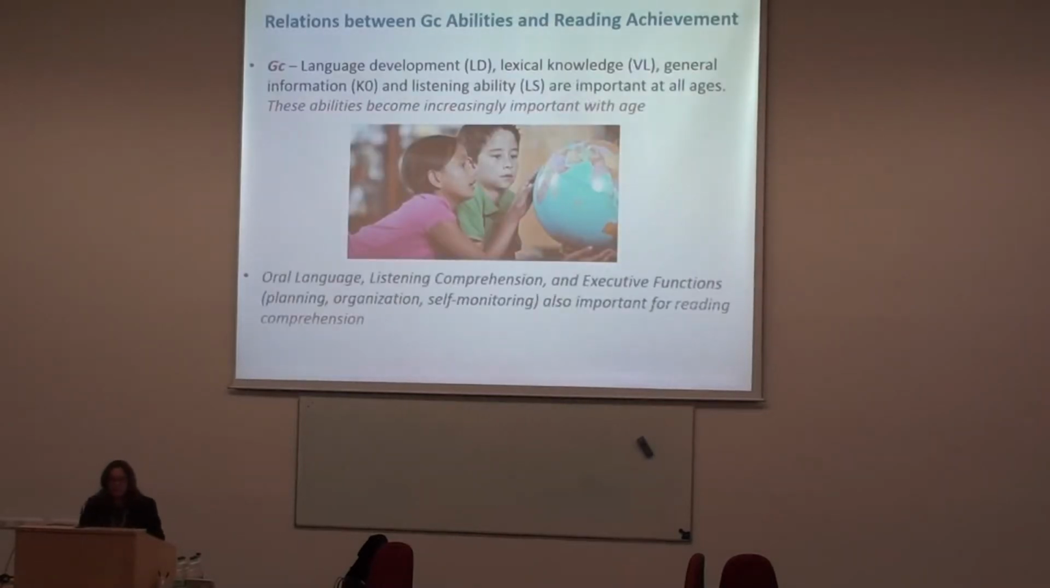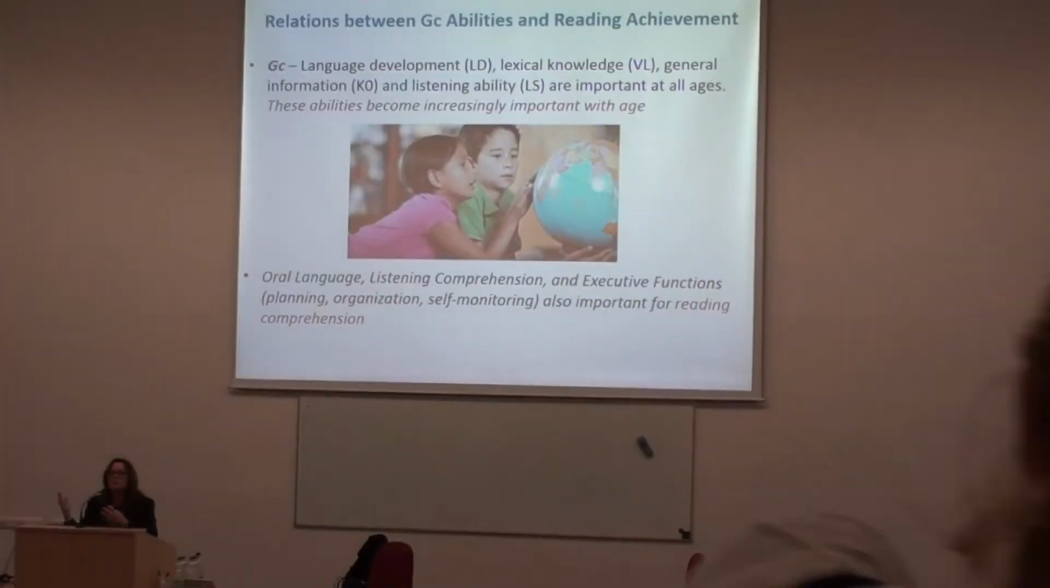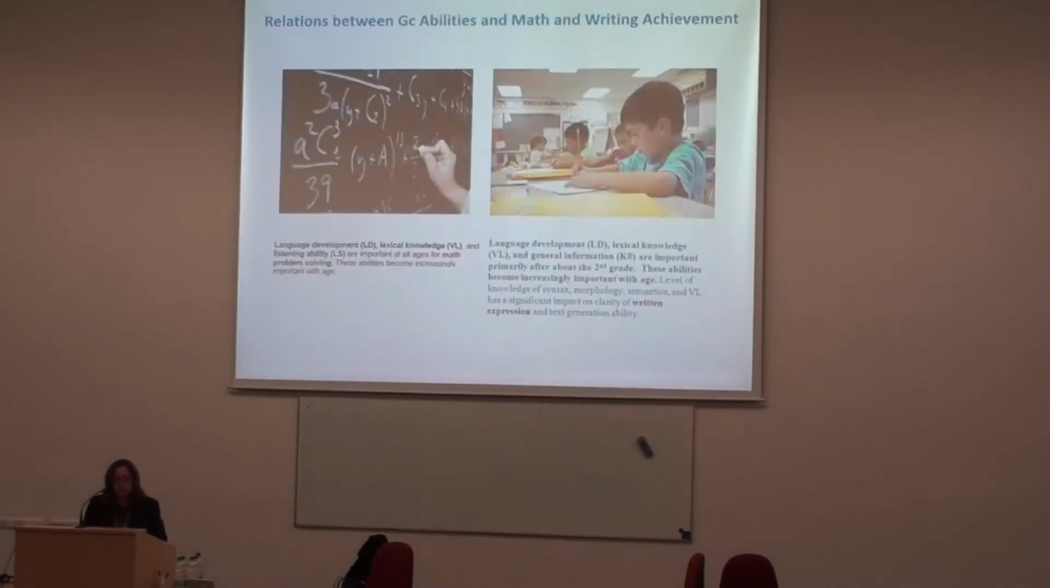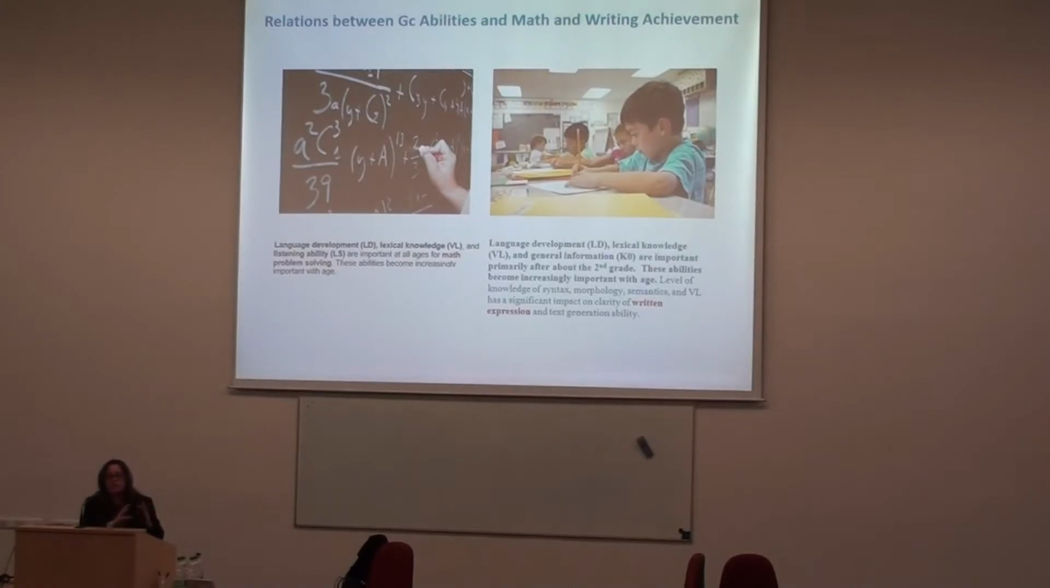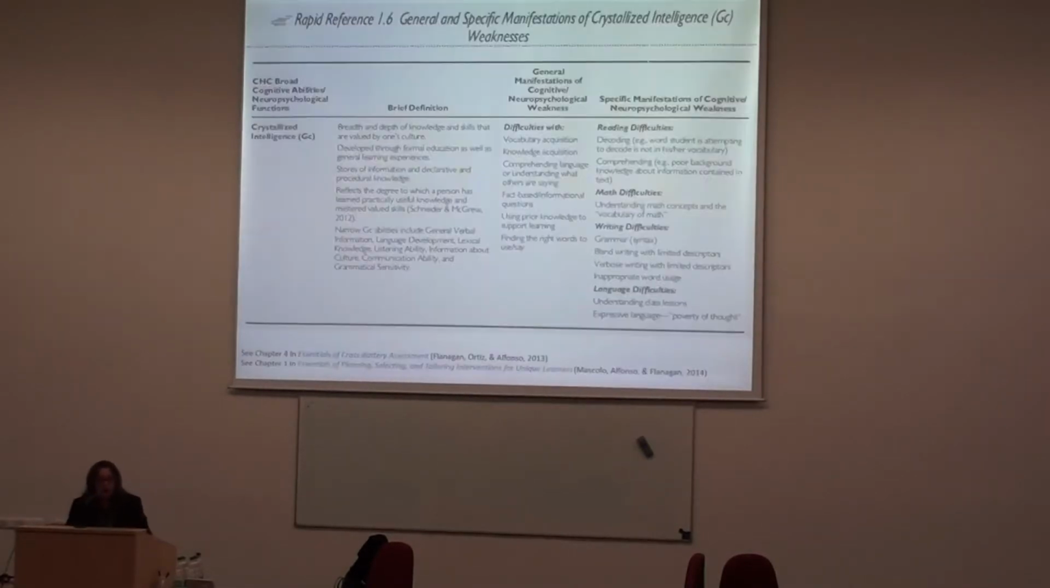And crystallized intelligence is related to reading achievement. It has a strong relationship to reading achievement. And all those narrow GC abilities become increasingly important with age. There's also a relationship between GC and math achievement, only it's not as strong as the relationship between GC and reading and writing. That's where the strongest relationship is. Here's your manifestation table, general and specific manifestations for a GC weakness.